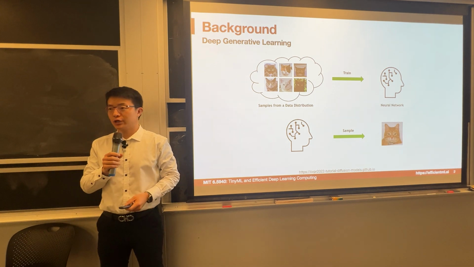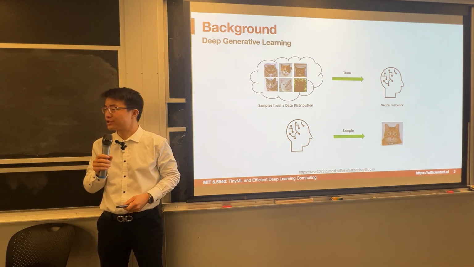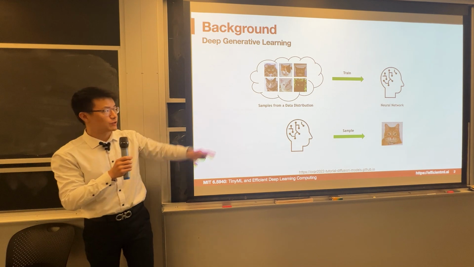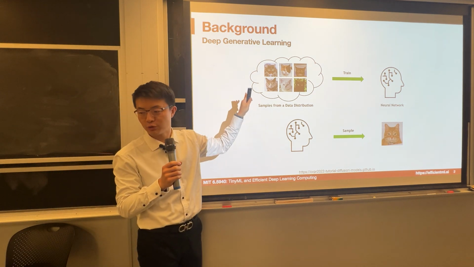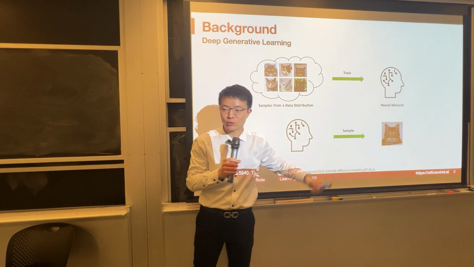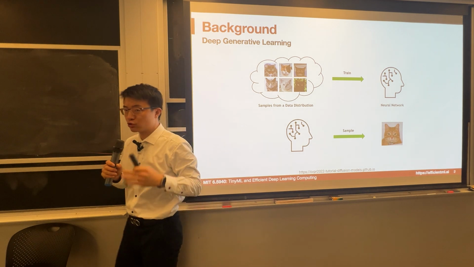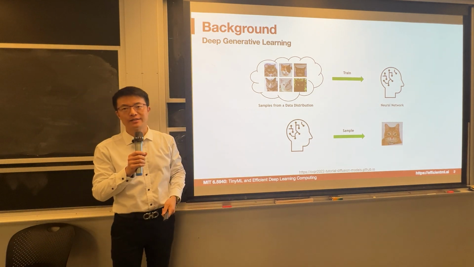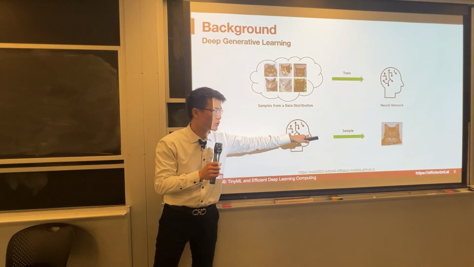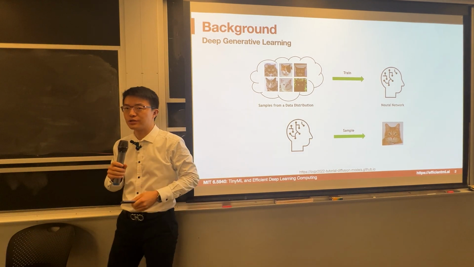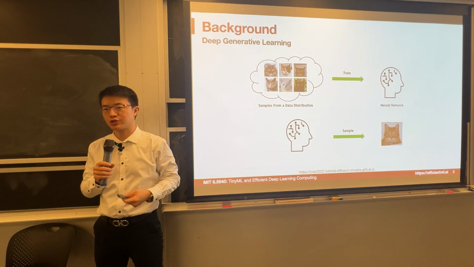So in the last lecture, Ji introduced deep generative learning. We first sample from a data distribution to obtain a network. And later, after training this network, we can use the network to predict new images, new contents. So that's generative learning.